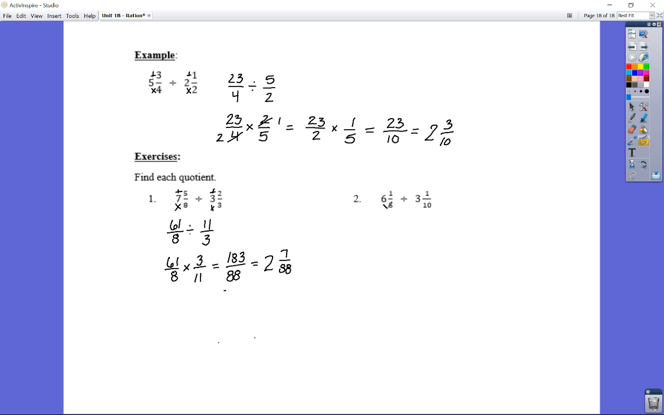Exercise number 2, 5 times 6 is 30, plus 1 is 31 fifths, divided by 3 times 10, which is 30, plus 1, which is 31 tenths. Stay, change, reciprocal, so 31 fifths times the reciprocal, which is 10 31sts. We can simplify the diagonals. 31 goes into itself once and once. 5 goes into 5 once, and 5 goes into 10 twice, which leaves us with the fractions 1 over 1 times 2 over 1, which simplifies to 2 over 1, or 2.